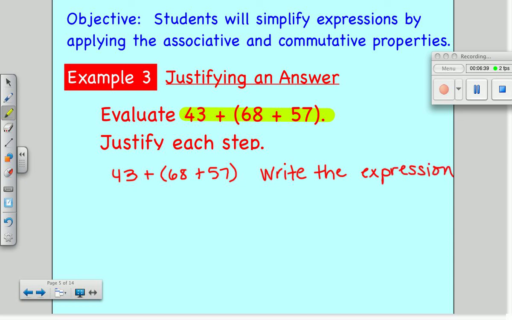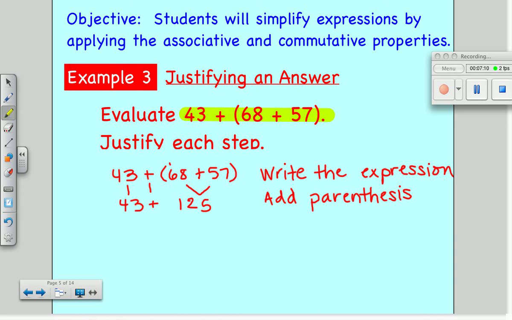Now let's add parentheses first. So in the parentheses, we're going to add 68 plus 57. Okay? 8 plus 7 is 15. Carry the 1. 6 plus 5 is 11. Plus 1 is 12. So 125. Plus 43.